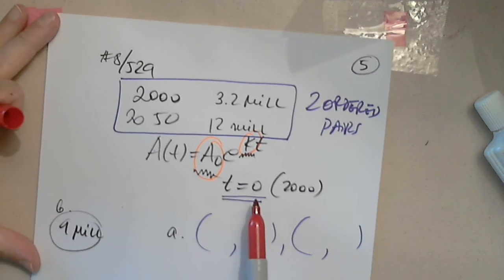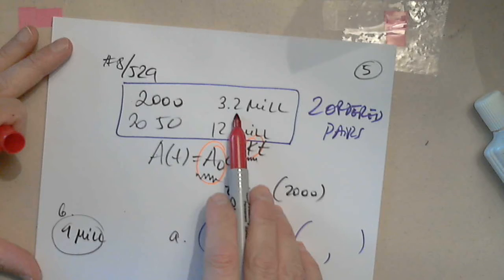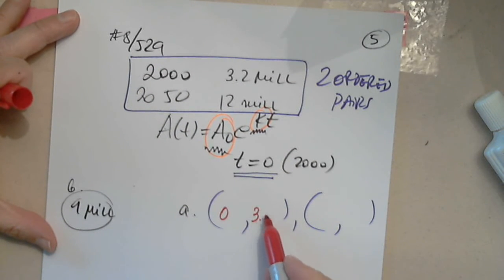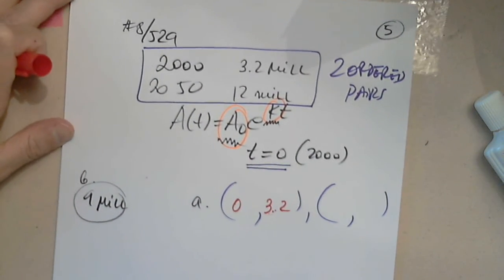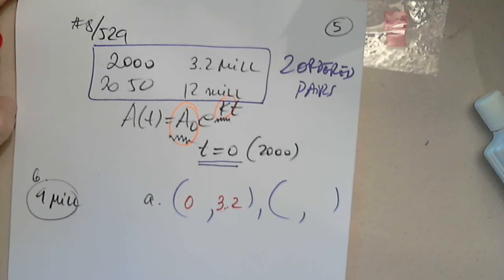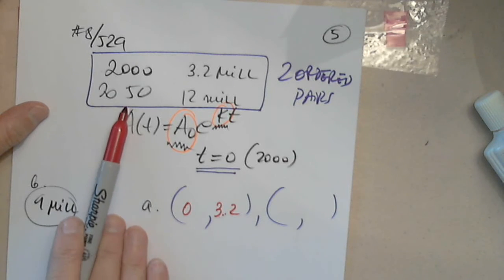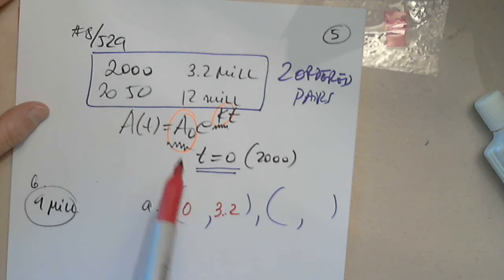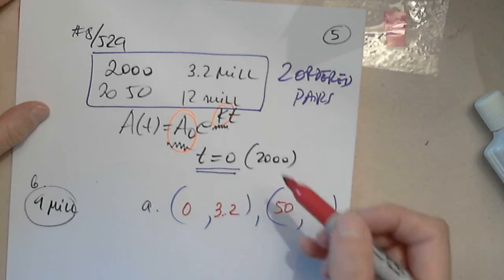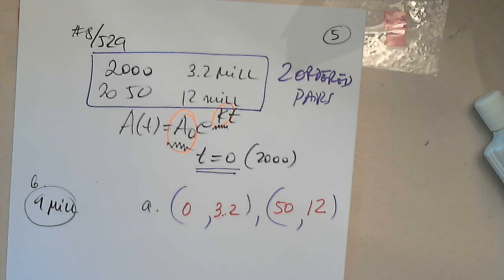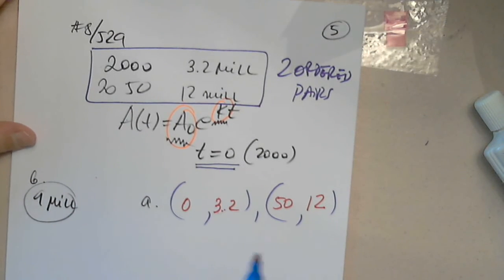I hope you will be thinking of 0, 3.2. And what is the second ordered pair that we should write? Anyone? Would it be 0 and 12? So it's going to be 50 years later. So 50, indeed 12. Is that better? Is that clear? Yeah. Perfect. So I write the model one more time.